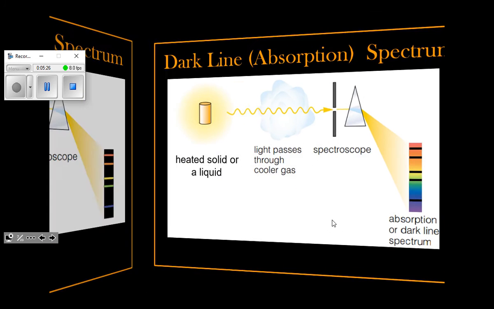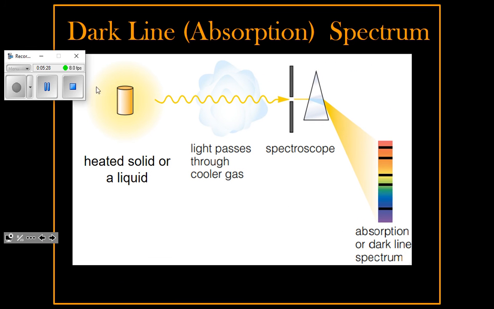So the third is the dark line spectrum. You start off with white light produced by a heated solid or liquid, but then before it gets to the prism, there's an intermediate stage. This intermediate stage is the light passing through a cooler gas. What you then get is the whole continuous spectrum, except there are these dark lines where it's blocked out. Why are those colors blocked out? Because those colors have been absorbed by the cool gas.